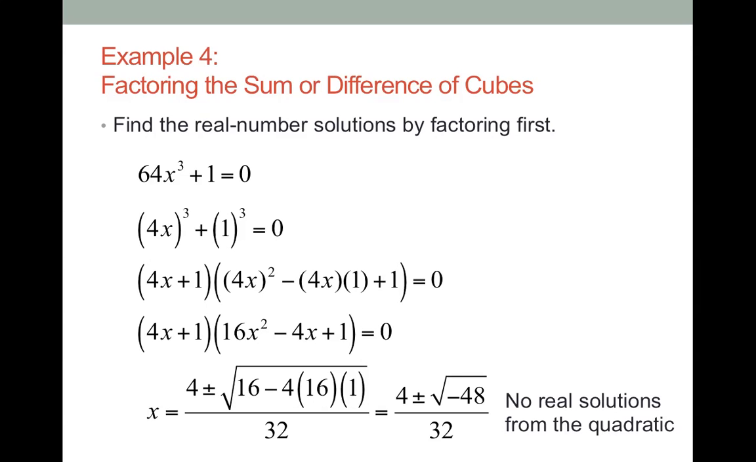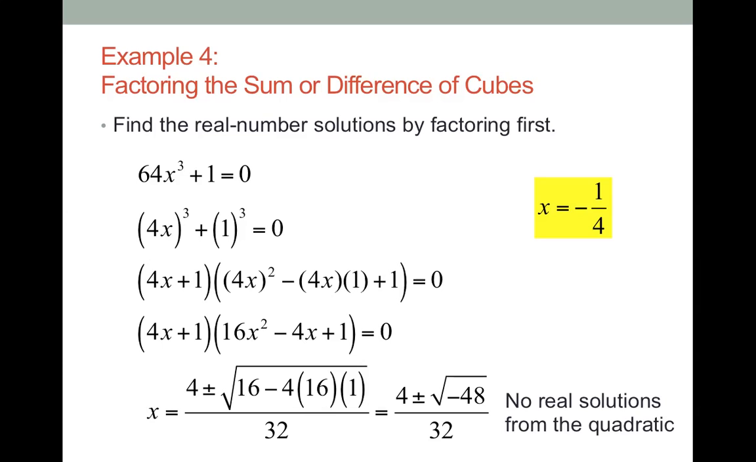So the only solution I actually get to this equation is the solution I get from that first linear binomial factor, the 4x plus 1. And when I set that equal to 0, I'm going to get x equals -1/4. So that is my one and only solution to the equation 64x cubed plus 1 equals 0. Okay?